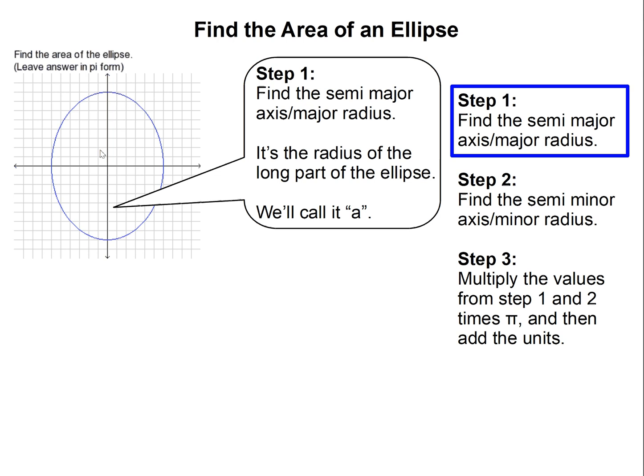So this is the longer axis here. So we'll call this the major axis. And we need to just find half of that, right? So that's the semi-major axis, or the major radius. And in this case, we're going to call it A.